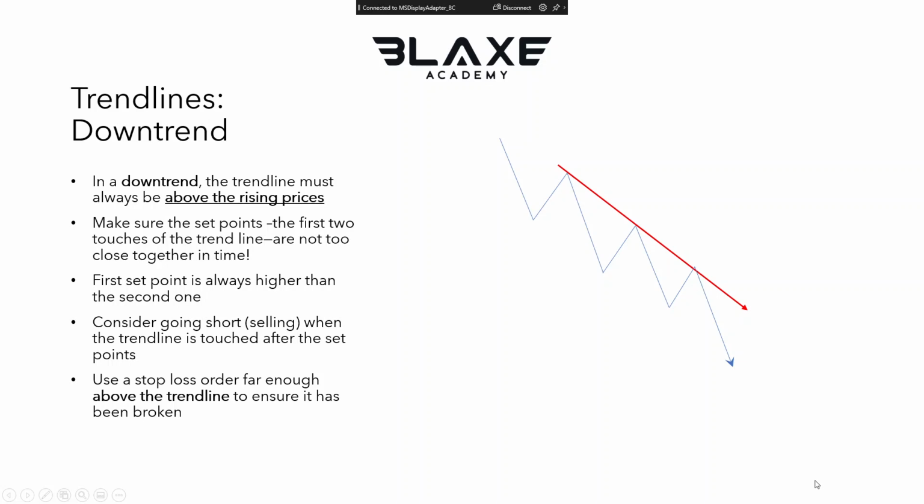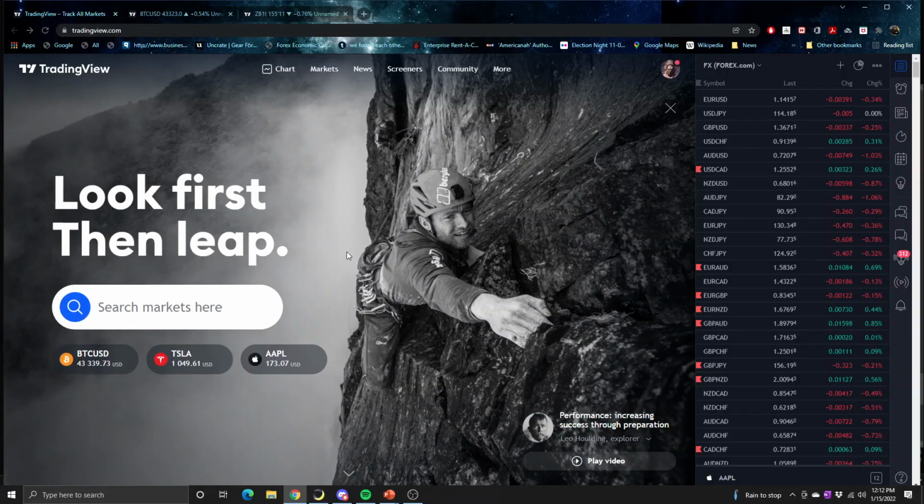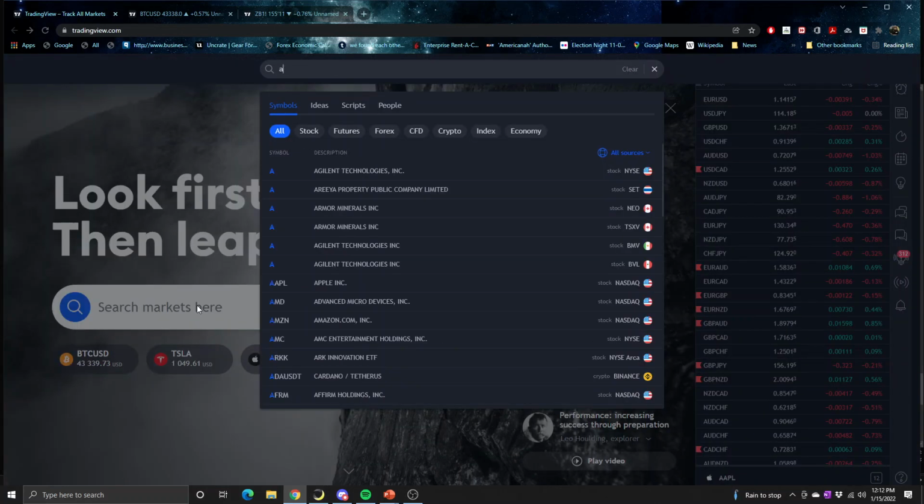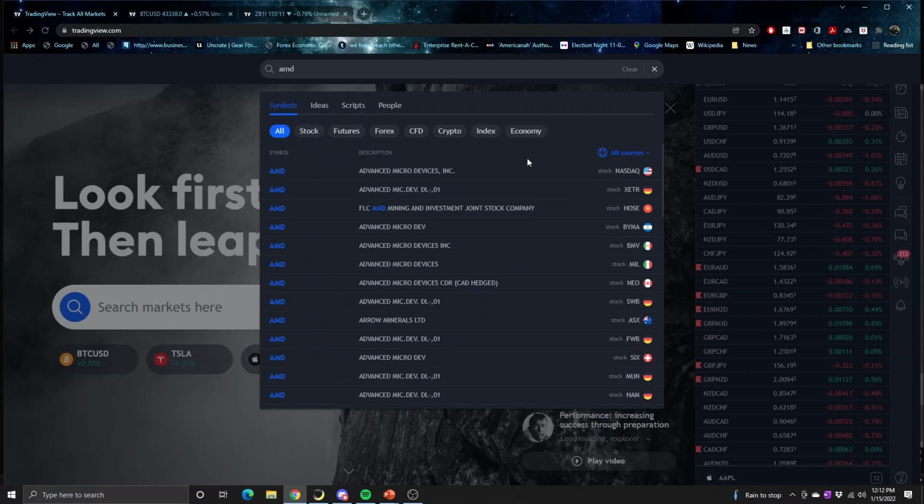But since Blaxe Academy is made for traders and investors, we're going to show you some trading tricks that will help even with making simple trend lines more effective. Now here we are in TradingView, tradingview.com. I'm going to look first at, let's say, an equity market. Let's go with AMD, Advanced Micro Devices, tech stock.